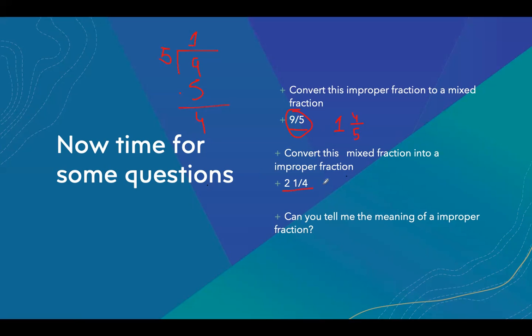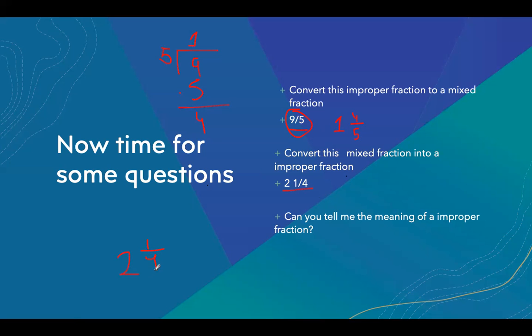Now let's move on to the second question. Convert this mixed fraction into an improper fraction. So this is 2 1 by 4. Pause the video, take some time. I think you've already done that. So the answer is, let's write over here, 2 1 by 4. This is the thing.